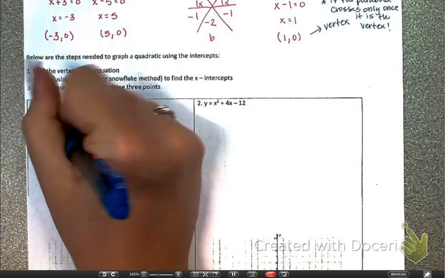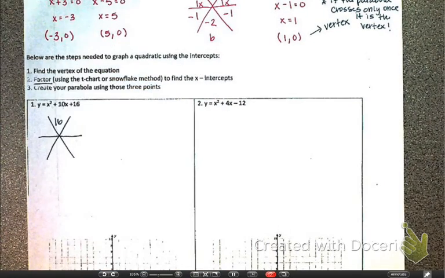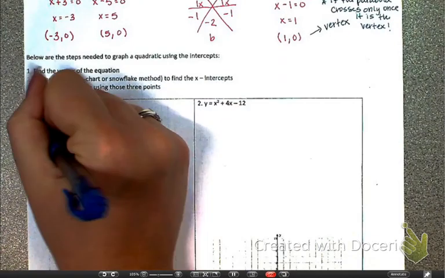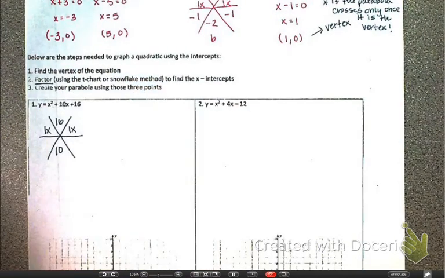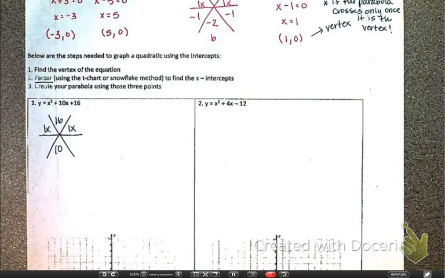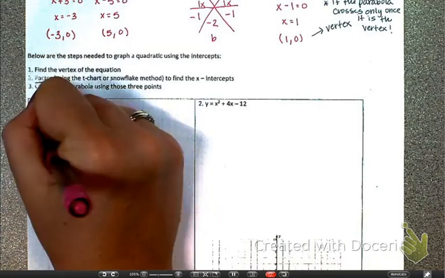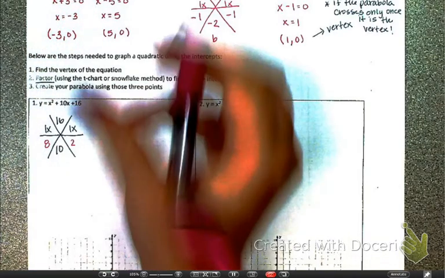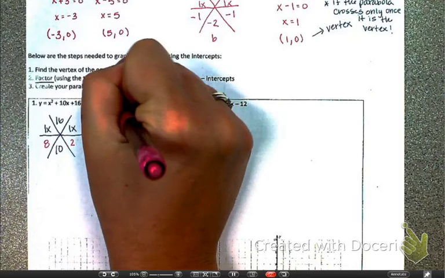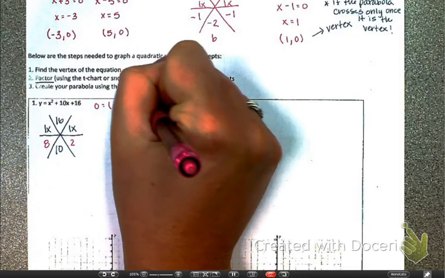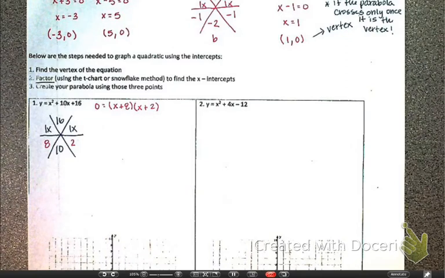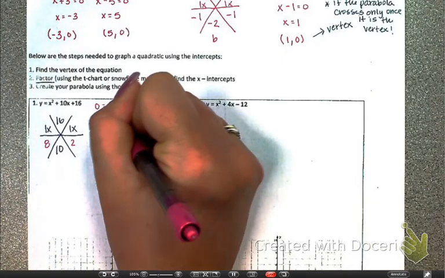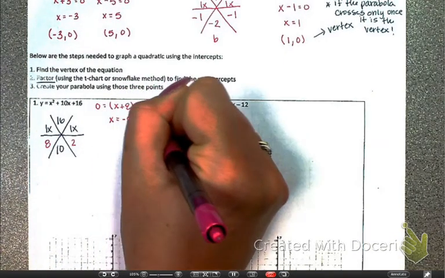1 times 16 is 16. B is 10. And then I have a 1x and a 1x. So I'm looking for two numbers that multiply to 16 and add to 10. 8 and 2. 8 times 2 is 16. 8 plus 2 is 10. So in factored form, I have x plus 8 and x plus 2. So what are my x-intercepts going to be? Negative 8 and negative 2.